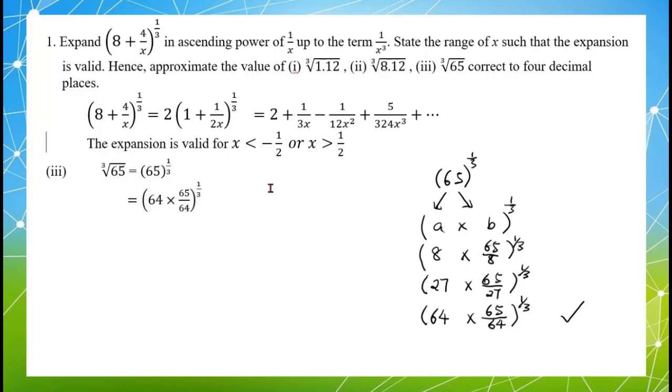So here I change 65 into 64 times 65 over 64. When I separate the index, I get 4 multiplied by 65 over 64 power 1 over 3. Now I can compare 1 plus 1 over 2x with 65 over 64, because the value of 1 plus 1 over 2x is approximately 1 and 65 over 64 is also approximately 1. When I compare these two values and simplify, I found that x is equal to 32. Once again, I need to double check whether x equals 32 is in the range of values of x where the expansion is valid. I found that x equals 32 is in the range.